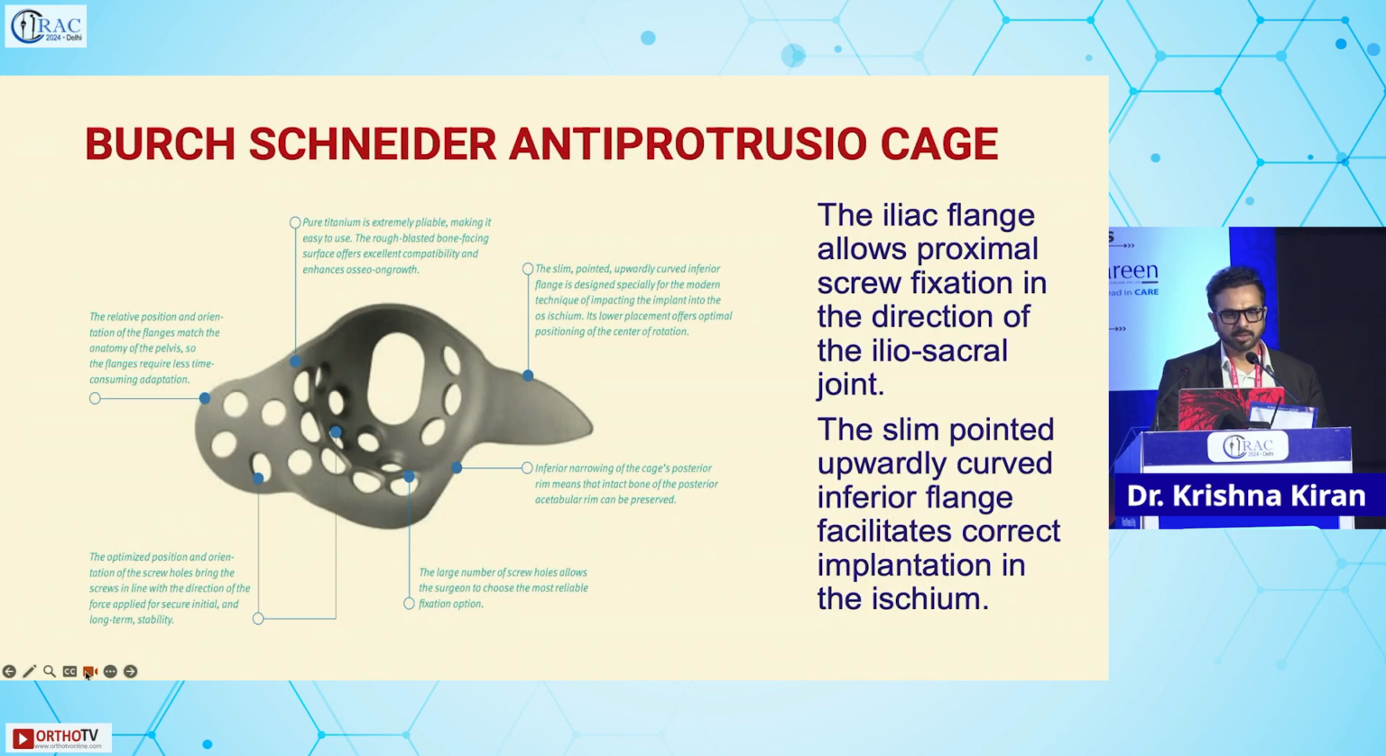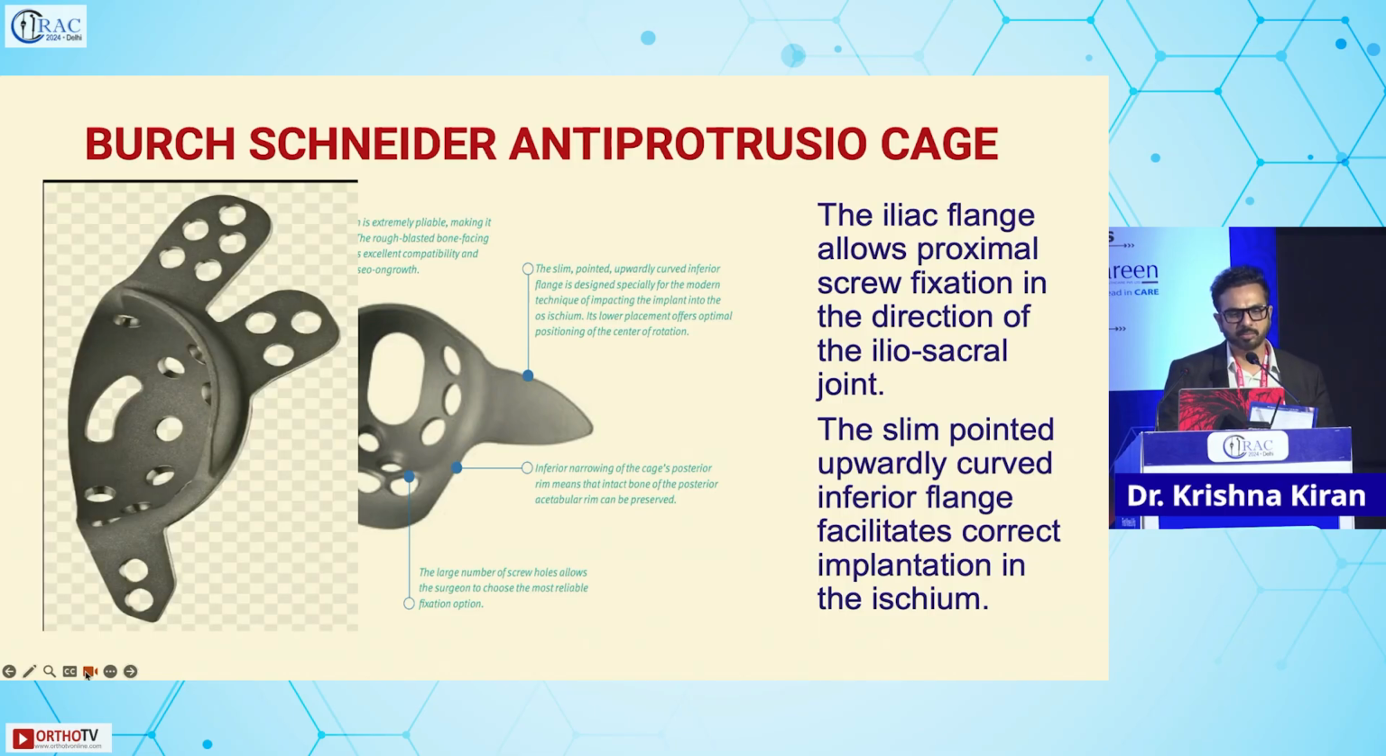Now the anti-protrusio cages are the Schneider cage, which is the most commonly published and used cage, and you also have similar devices from Smith & Nephew and Dupuy as well. And this has got an iliac flange which allows proximal screw fixation in the direction of the sacroiliac joint, and the slim pointed upwardly curved inferior flange facilitates correct implantation into the ischium.